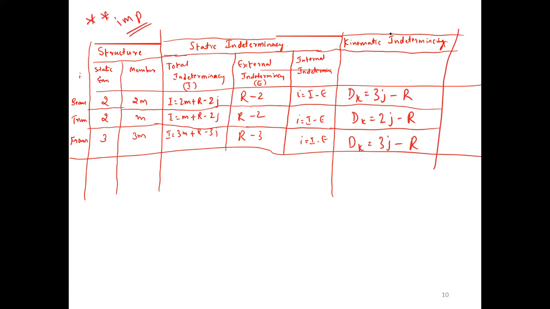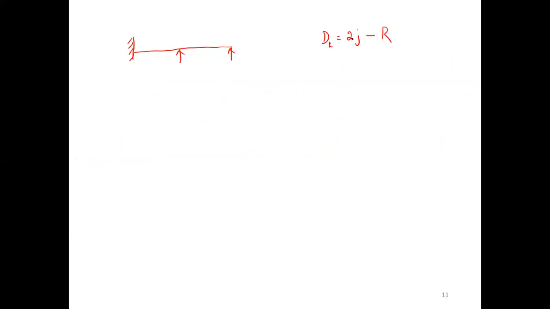Now I will move on to truss. Let's do kinematic indeterminacy too; that is done for beams. So what is the kinematic indeterminacy for beams? For beams, it is 2j minus r. Manasa, for beams and frames it is 3j minus r, right? Yes, sir. For beams and frames, 3j minus r.